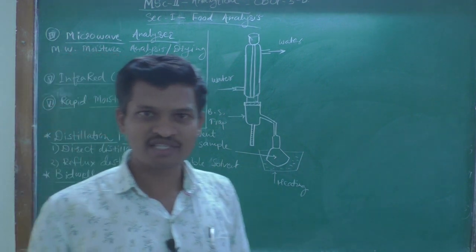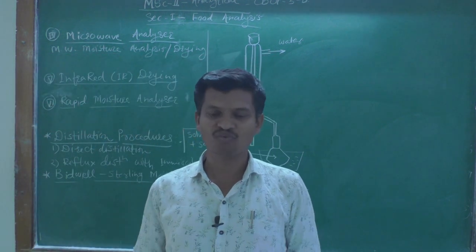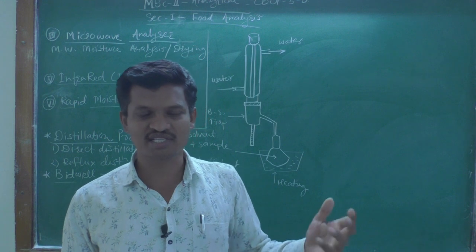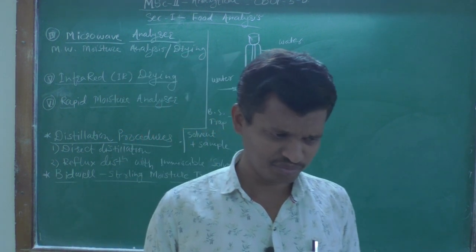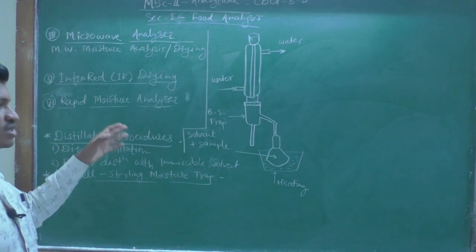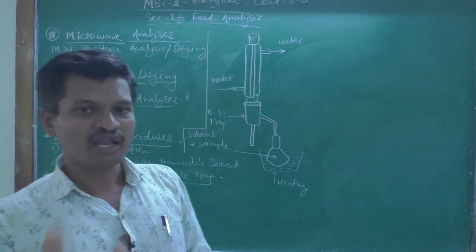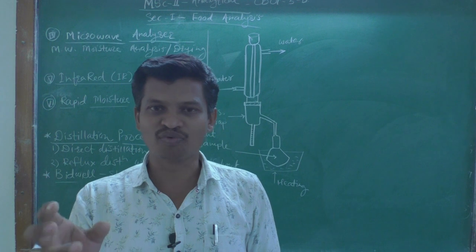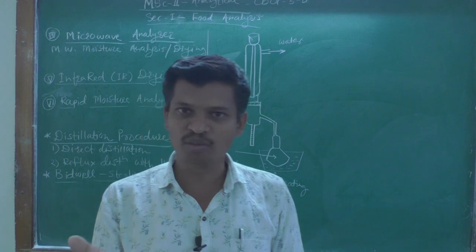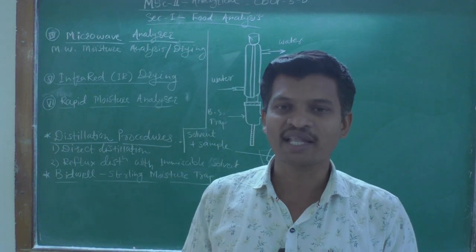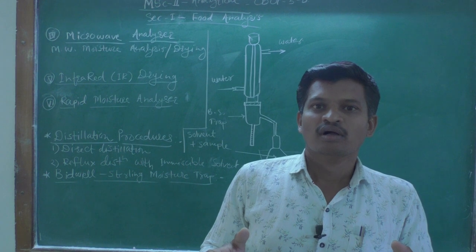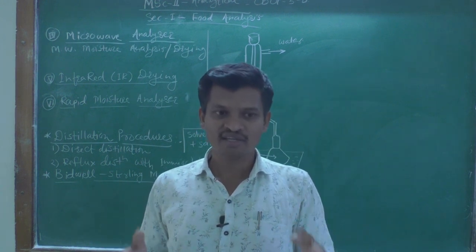So what is done here? We know about the digital weighing balance that we use in the research laboratory, the chemical laboratory, or in the shop of a goldsmith. These digital weighing balances generally have an aluminium pan. We keep our food sample on a filter paper or on the aluminium pan of that digital weighing balance. And this digital weighing balance is also aided with a high heat generating system.